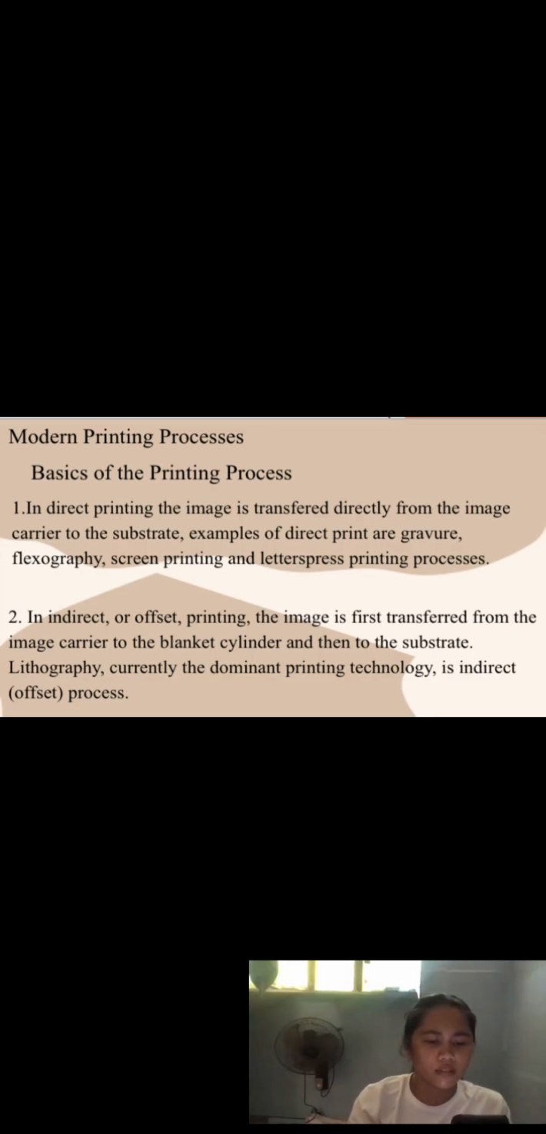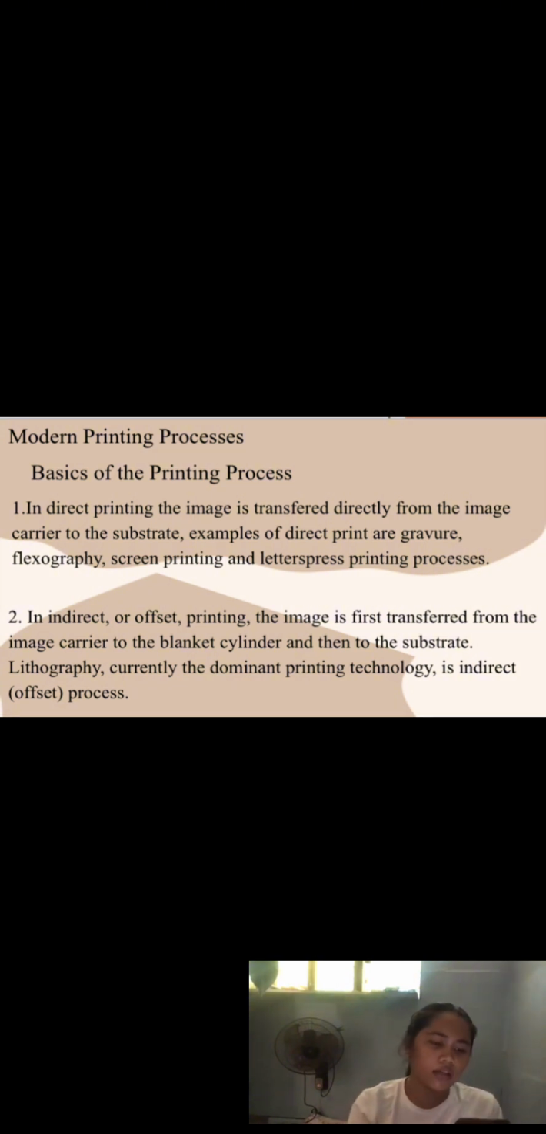Modern printing process. Basic printing processes: direct and indirect. In direct printing, the image is transmitted directly from the image carrier to the substrate. Examples of direct printing are gravure, lithography, screen printing, and letterpress printing processes.